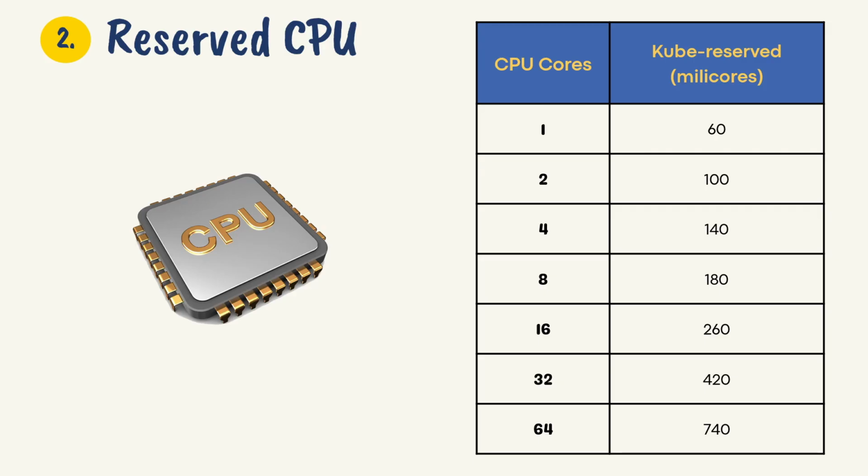Let's understand how the CPU is reserved. As you can see on the screen, it depends on the number of cores on the host as per the following table. For example, if the node has 2 cores, 100 millicores will be reserved by AKS. We have already concluded that, but let's take a second look.